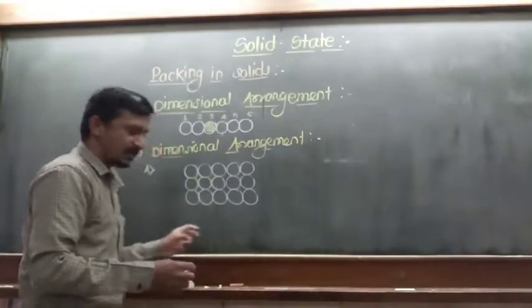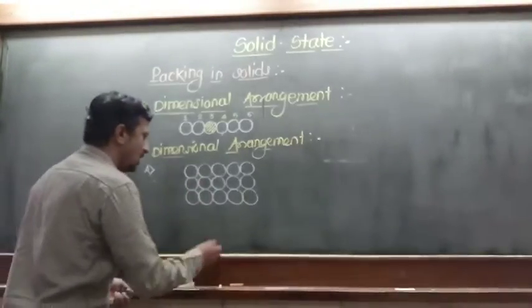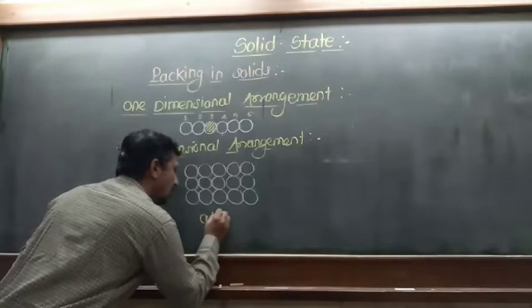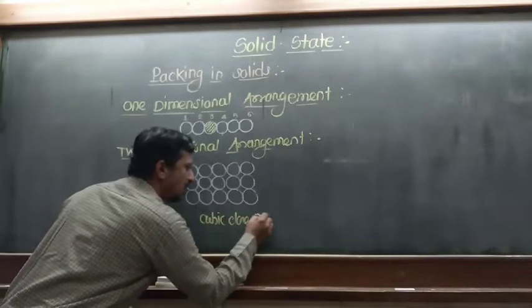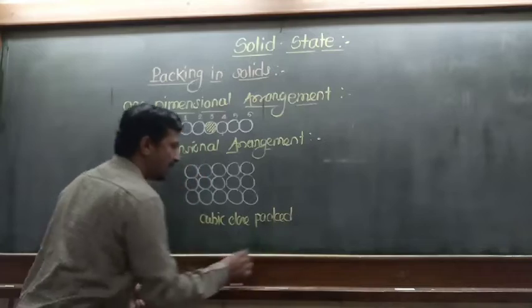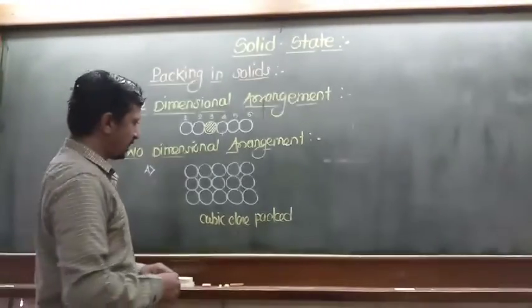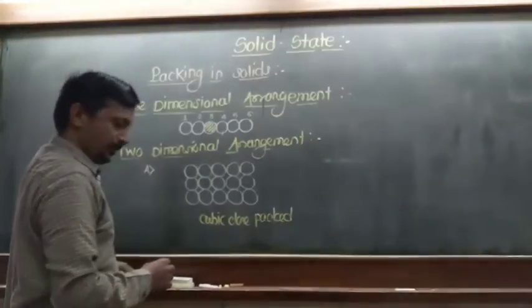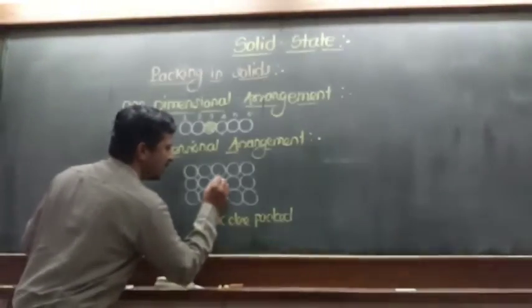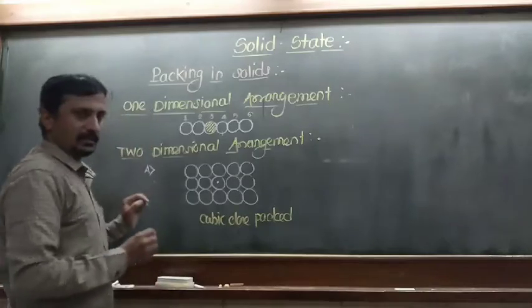And this type of arrangement is called a cubic close packed arrangement. So why is it called a cubic close packed arrangement? It is CCP. Why is it called cubic close packed arrangement? For that purpose, consider any reference atom, suppose this central atom.